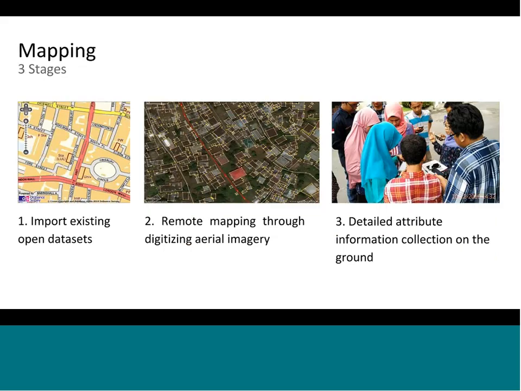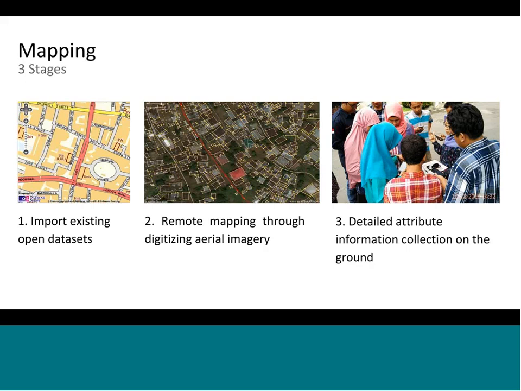When I talk about the mapping, there are really three ways that we do it for OpenStreetMap. We never want to be duplicating data that is perhaps already out there. So the first one is looking at importing existing data sets that are allowed to be open, and we can pull those into OpenStreetMap following the guidelines. The second is we map remotely through digitizing satellite imagery. That's generally outlining building footprints, road networks, and waterways.